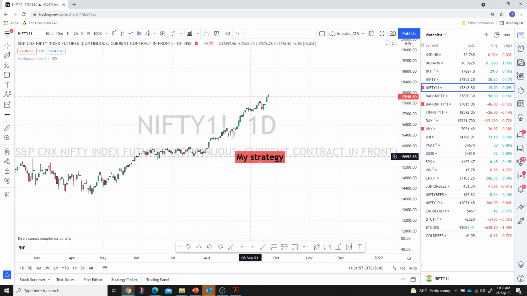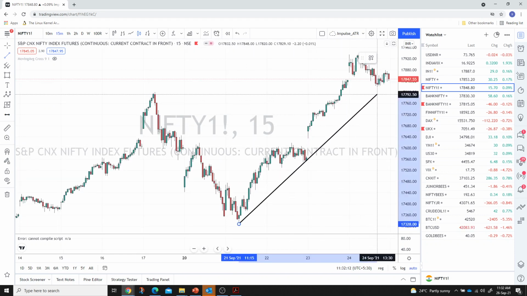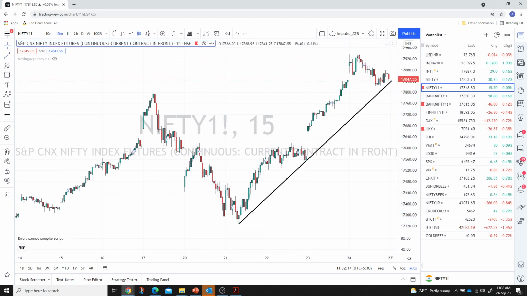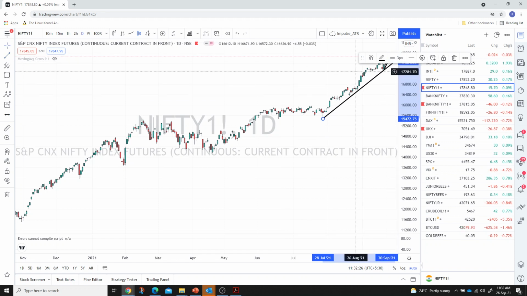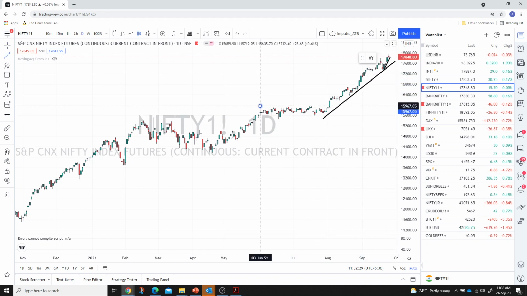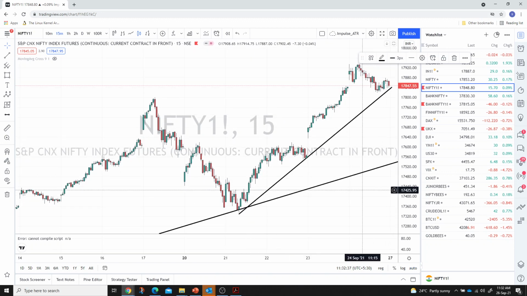So sometimes how this is used is some trend lines you will draw in the 15-minute time frame. Let's do that. Let's say I go to the 15-minute time frame and draw some trend lines. Okay, so this is, let's say, my trend line. Now I go to the daily time frame and draw some trend lines here. Let's say this is my trend line, and then this is a range which, if broken, I will go long.